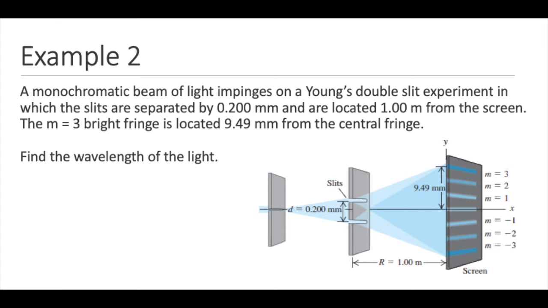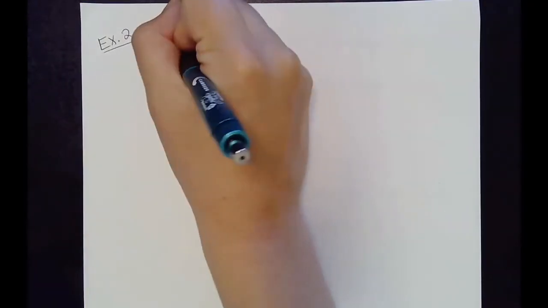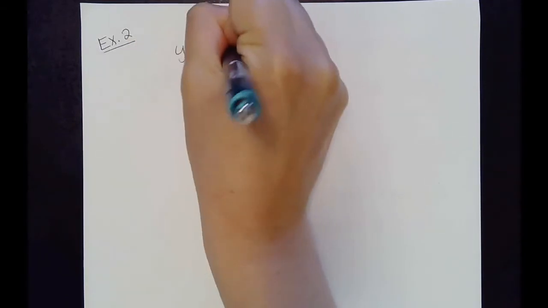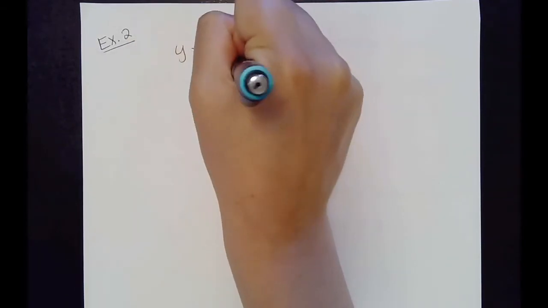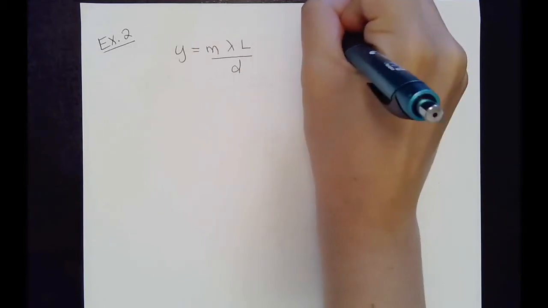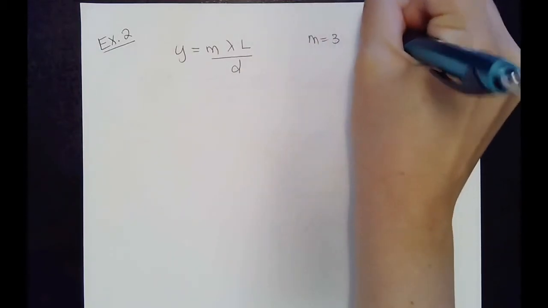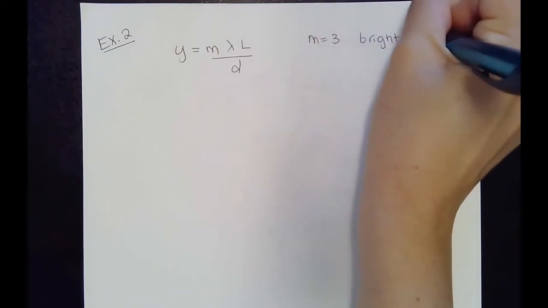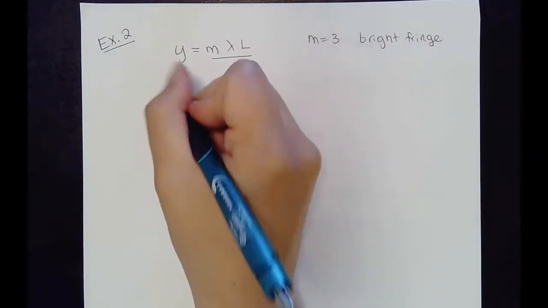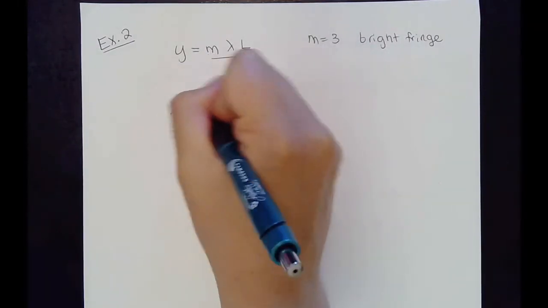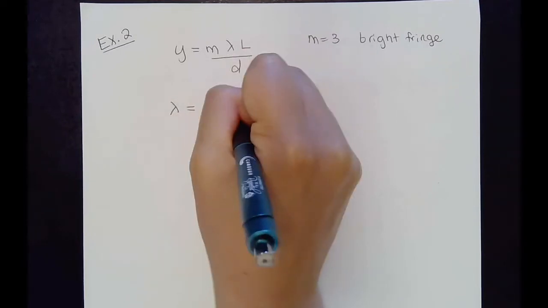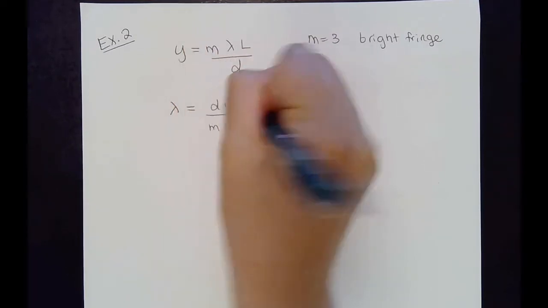Monochromatic means that this is light of a single frequency, like a laser, as opposed to white light that has multiple frequencies. Okay, so we have y equals m lambda L over d. Since we're looking at the m equals 3 bright fringe, and we have y, we can really just rearrange here for lambda, which will be d y over m L.